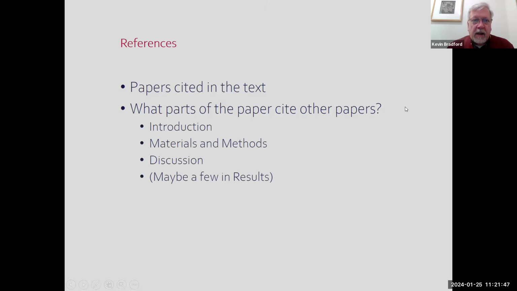Definitely something to take a look at. What parts of the paper cite other papers? Typically, the introduction doesn't cite much unless it's citing something very specific. You typically won't find citations in an introduction. You'll find quite a few in materials and methods. You'll find a lot of them in the discussion section, and there might be a few citations in the results section. Where you should never find citations is in the abstract or the summary section of the paper. That should all be in the author's own words.